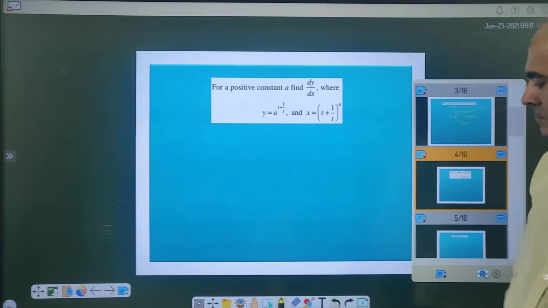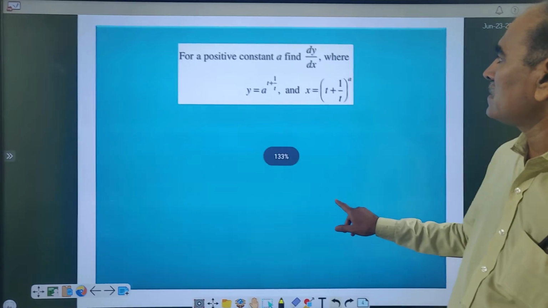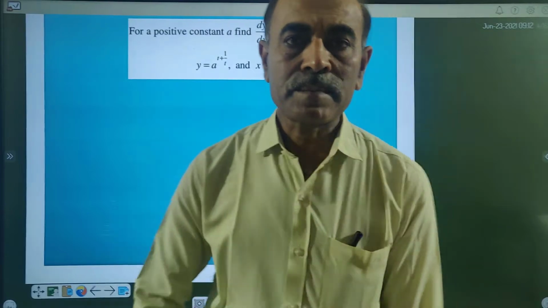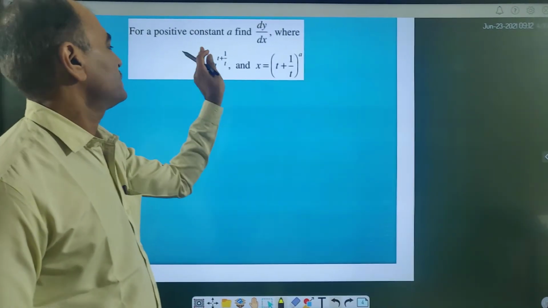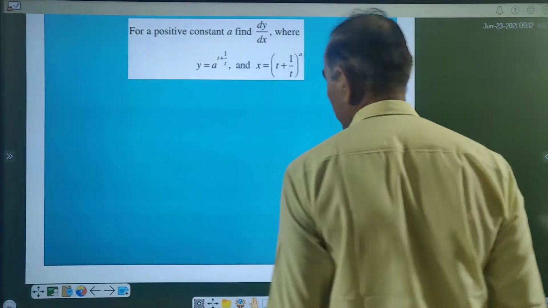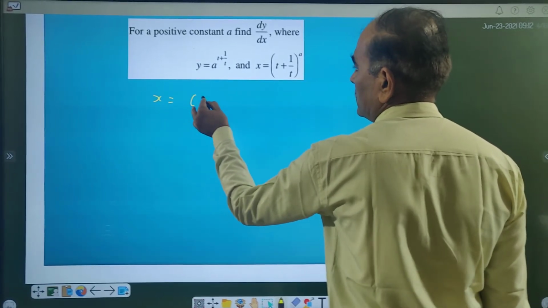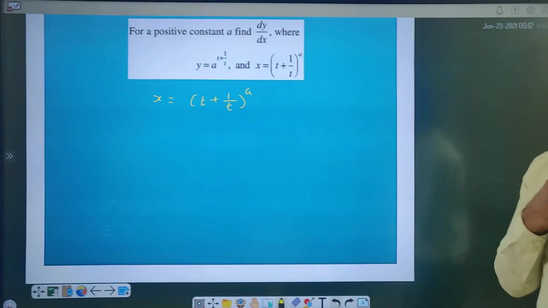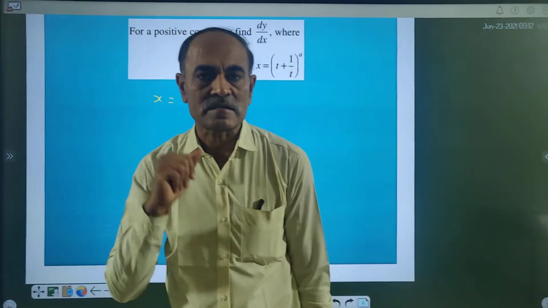Now see. For a positive constant a, we find dy by dx, where x and y are given in parametric form, as functions in terms of t. Let us see this one. x is equal to t plus 1 by t, raised to a. Some function raised to a constant, in that case a is a constant.